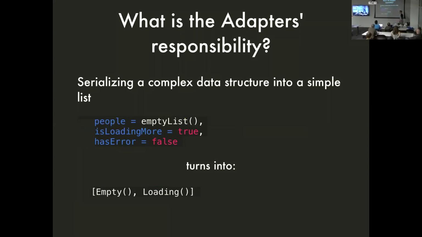Here's another example. Say you have no people, but you are loading, and we show the empty state, and then at the bottom we show the loading state. Or if there's no people at all, we're just showing the empty state on the screen. But either way, it ends up turning some complicated amount of data into a simple list of different types.